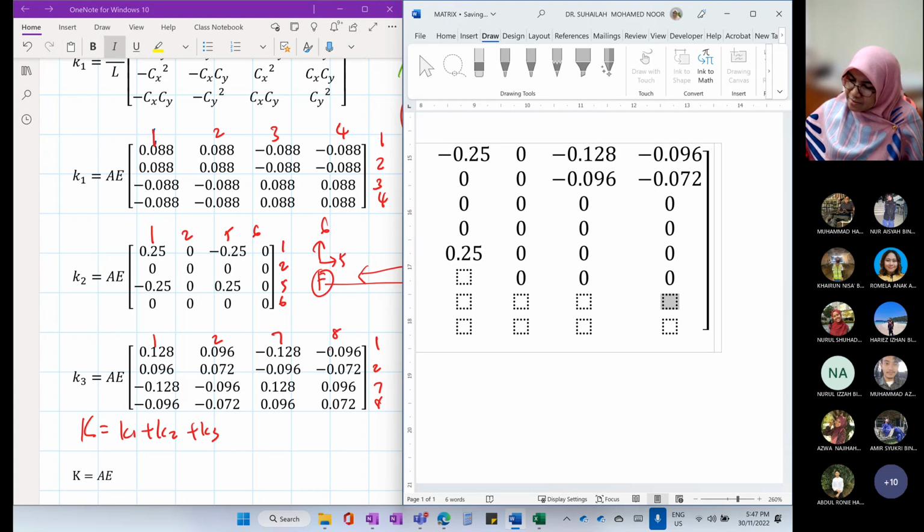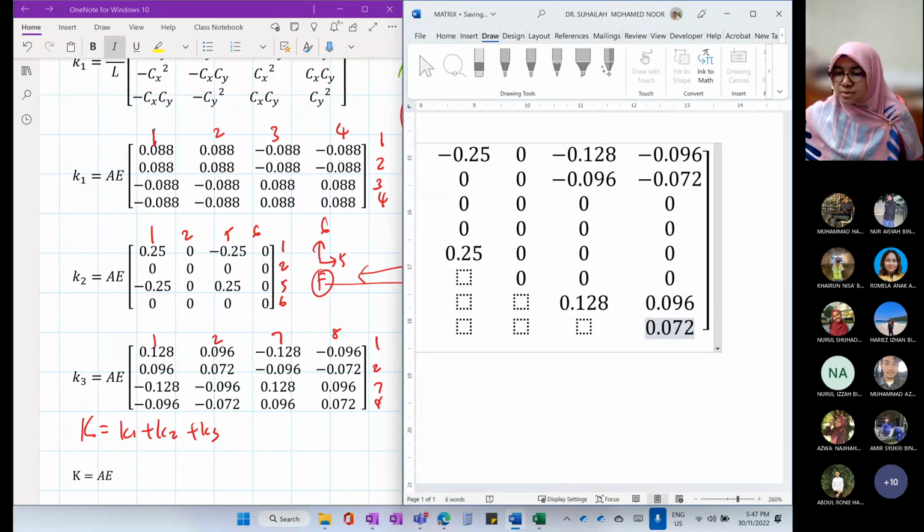Move to 7, 7. 7, 7 is 0.128. 7, 8 is 0.096, right? Yes. 8, 8 is 0.072.